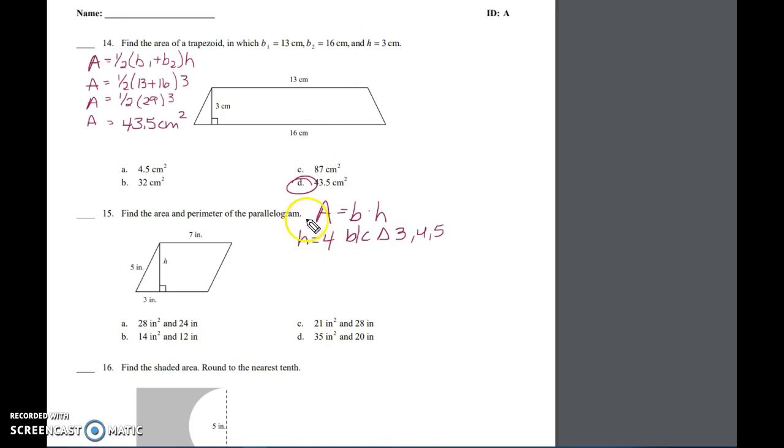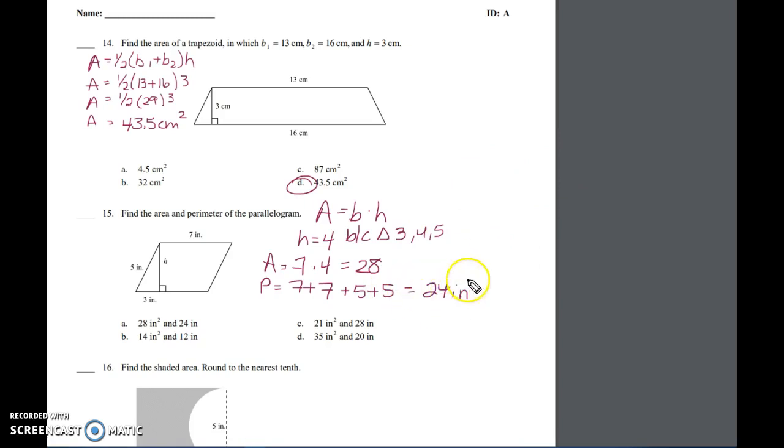So now I've got to find my area. My base is 7. My height is 4, so that means my area is 28. And my perimeter, let's see, I've got 7 plus 7 on the top and the bottom, and I've got 5 and 5 on the left and the right. That makes my perimeter 24.